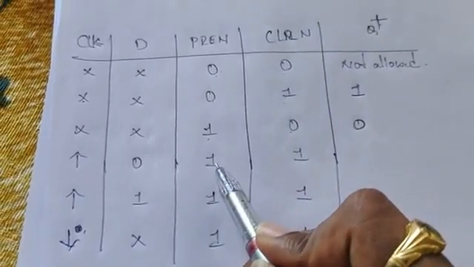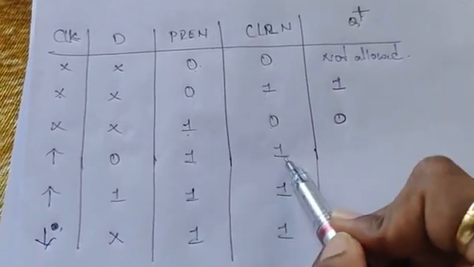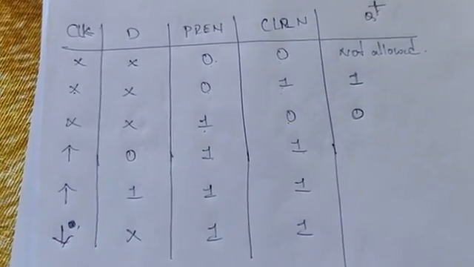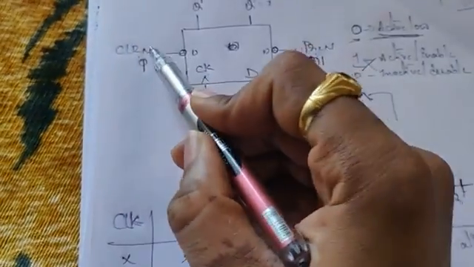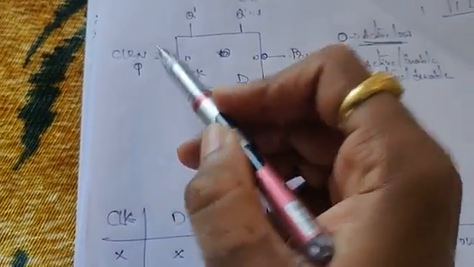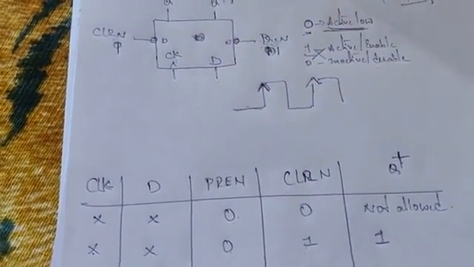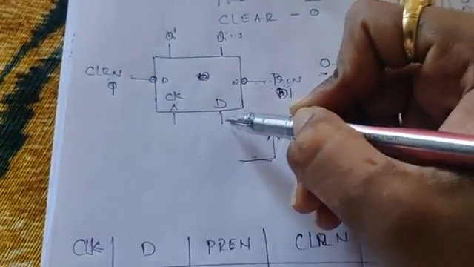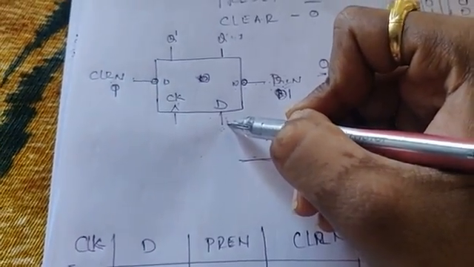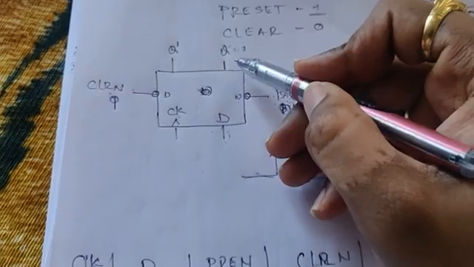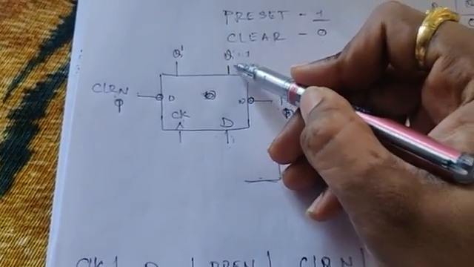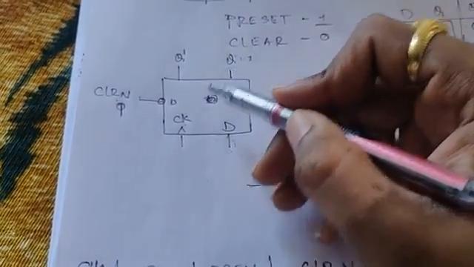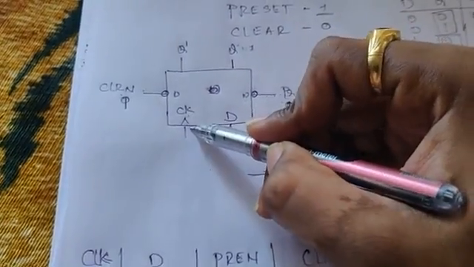Okay, so look here. Preset is 1 and clear is 1. Are both active or inactive? Both are inactive. When both are inactive, it will take the data input into consideration. Whatever is present in the D input will be passed to Q, and the change of state of Q will occur only during the positive edge trigger of the clock.